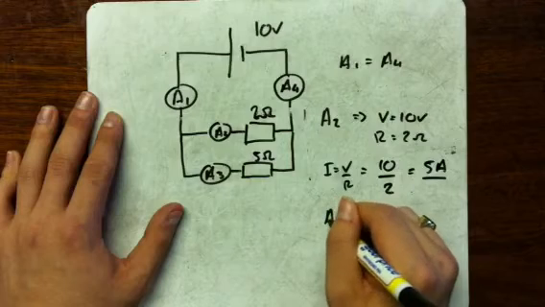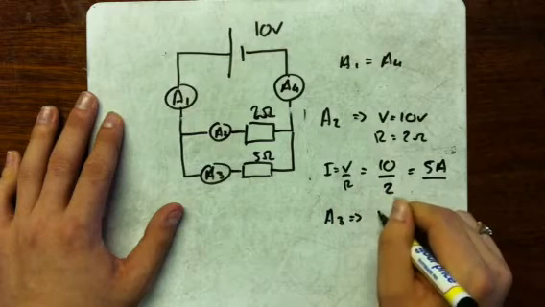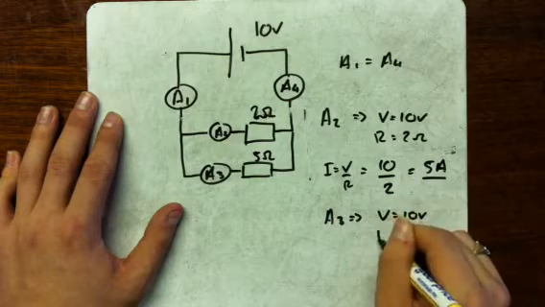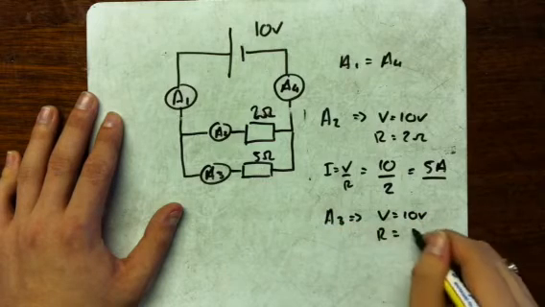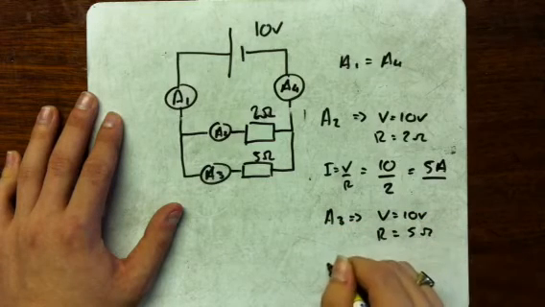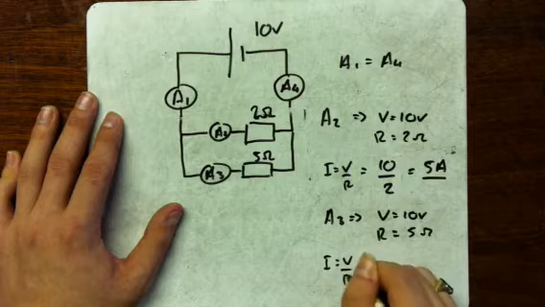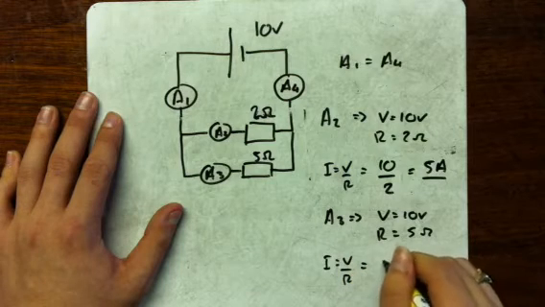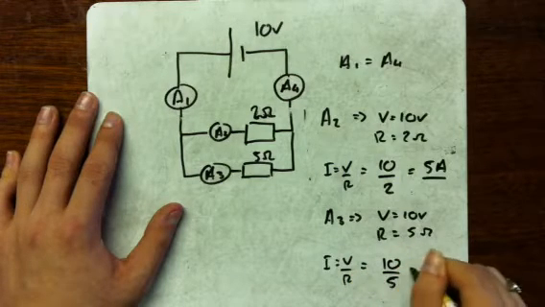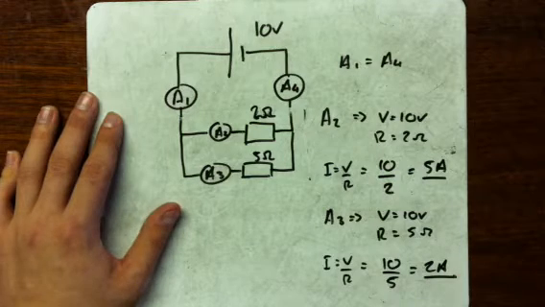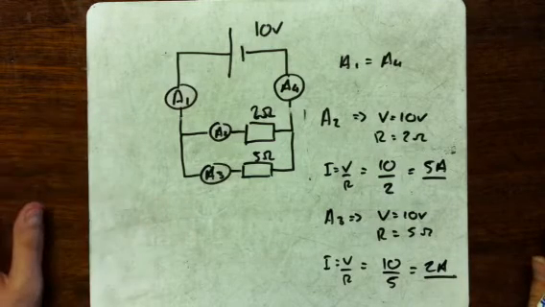And for A3, same again. V is equal to 10 volts, but resistance this time is 5 ohms. So we get I equals V over R equals 10 over 5 equals 2 amps. Okay, so what about A1 and A4?